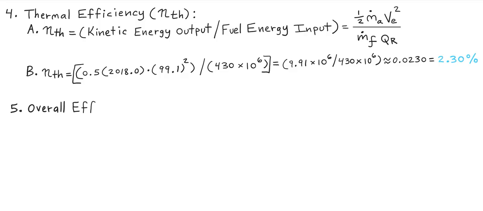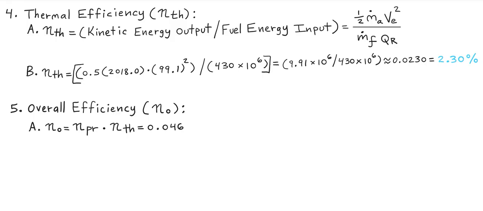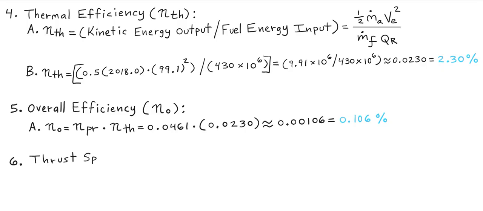Now moving on to number 5. This is the overall efficiency, eta aught or eta sub 0. That's just the product of the thermal efficiency times the previously calculated eta sub PR. So we just multiply these out and we calculate for the overall efficiency 0.106%.